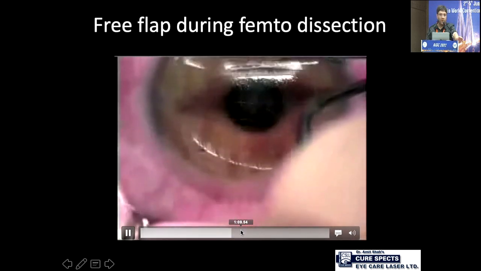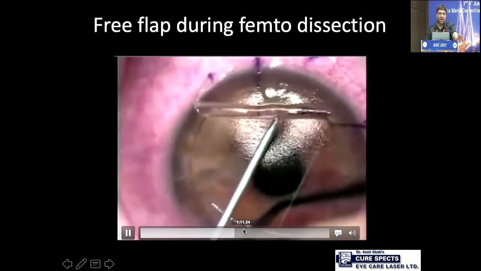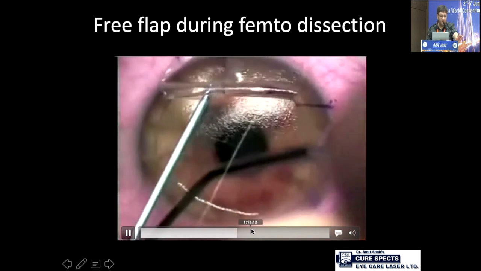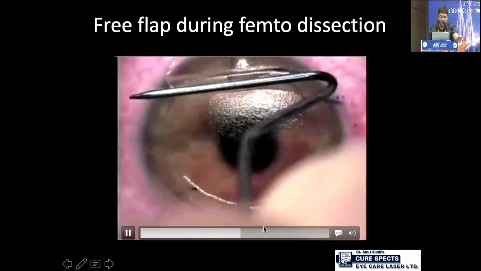So you have to be careful. Your job is not over unless you have done the complete dissection. So this is what we did and went ahead with the ablation.